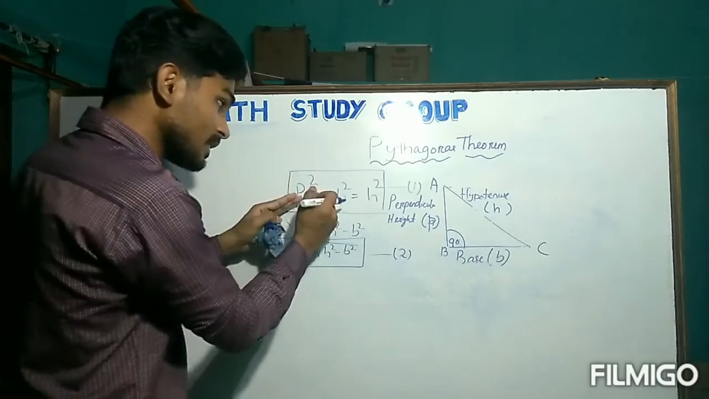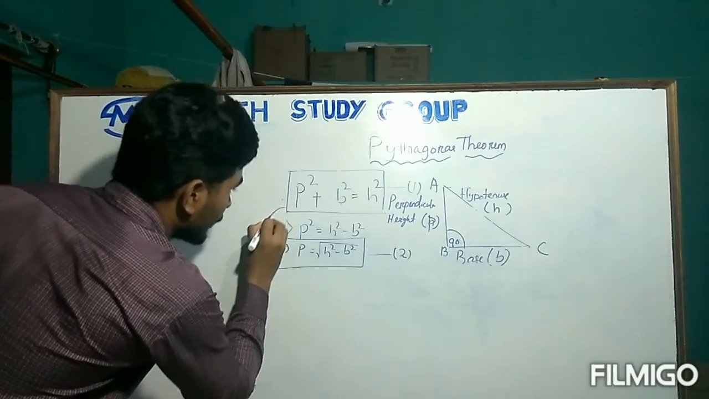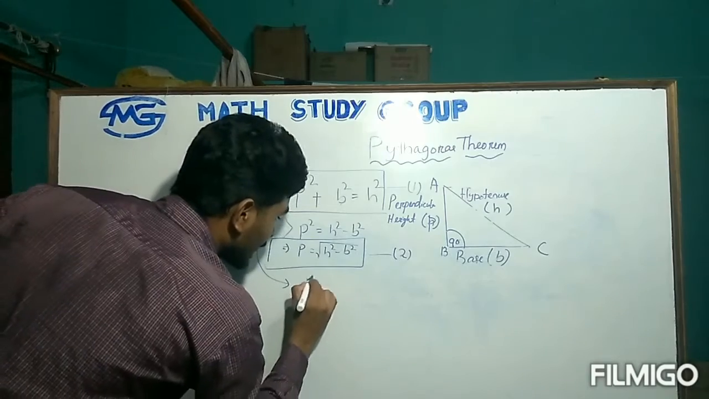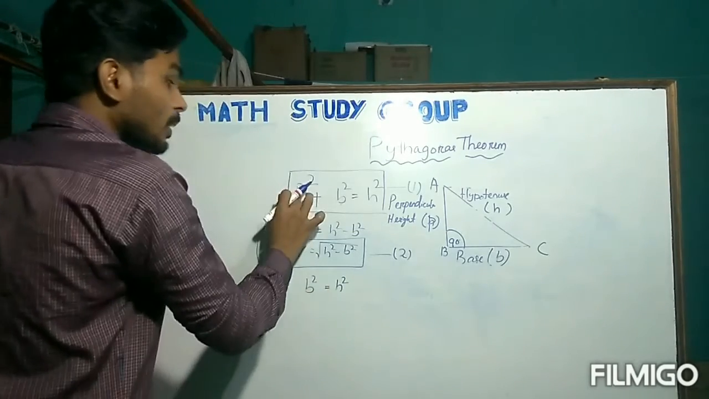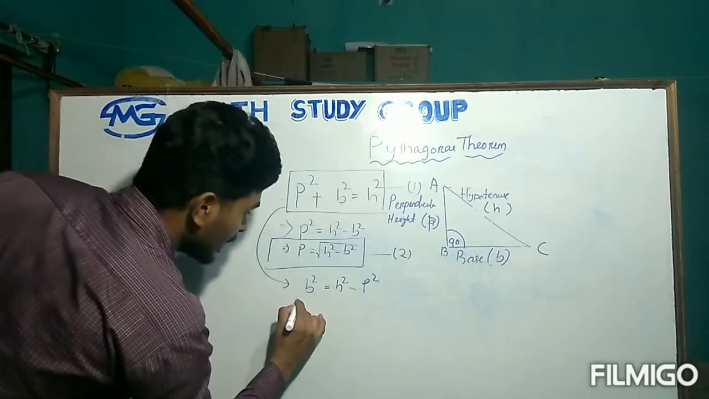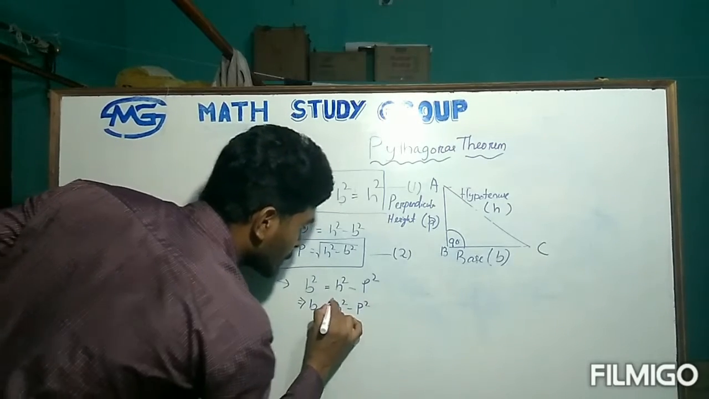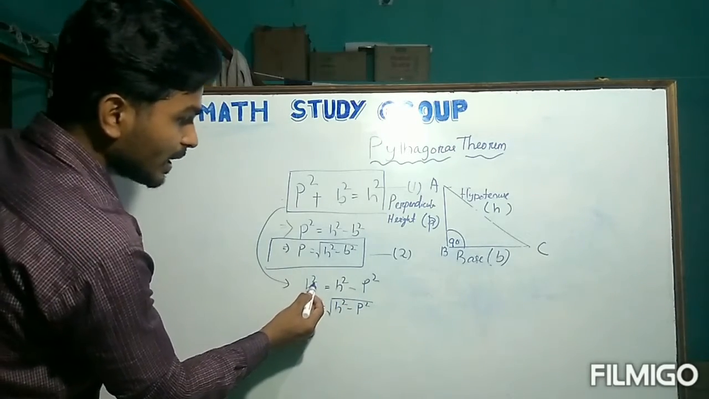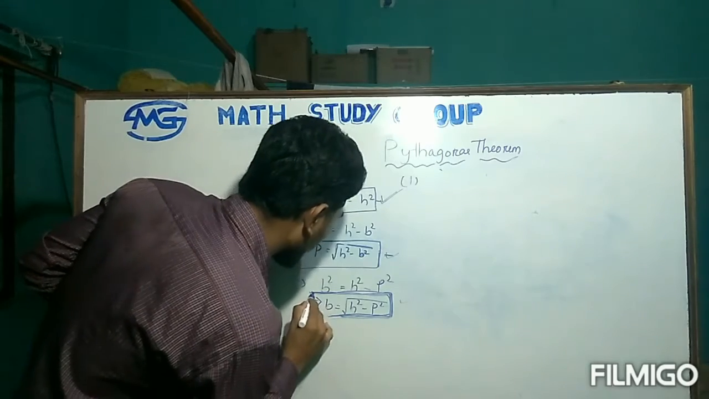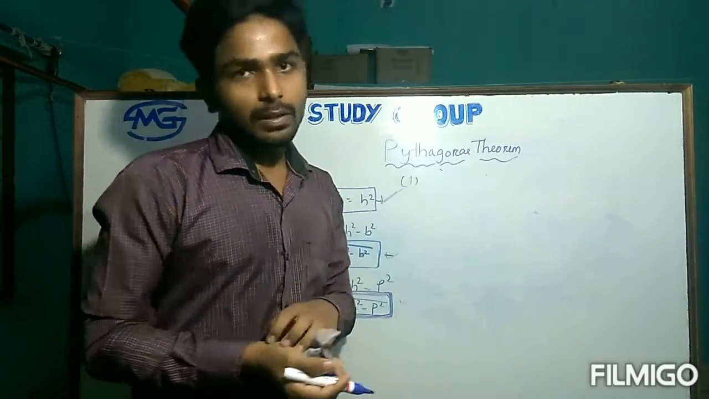Got it? Then from this we will also find the third rule. What is it? Let's do it. If we keep b square on the left side, then on the right side it will be h square, and whenever p square goes to the right side it will be minus p square. Then b will be the square root of h square minus p square. Here also the square moves to the right side and becomes a square root. So this is the third formula. So we learned formulas 1, 2 and 3 of Pythagoras theorem.